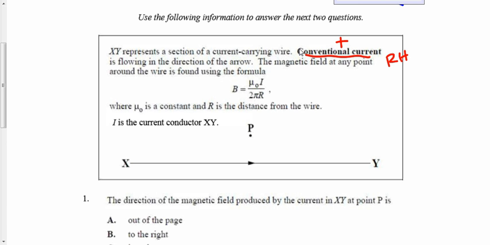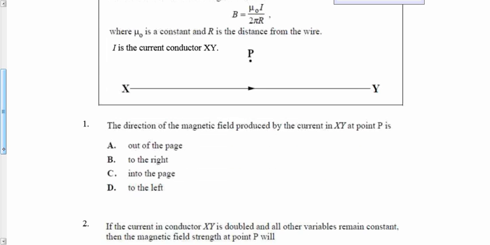Question number 1, we want to find the direction of the magnetic field produced by the current in XY. We've learned 2 hand rules so far, and clearly we're going to use one of them to solve this. We've learned the wire grasp rule, which is thumb, current, fingers, field, and we've learned the coil rule, which is fingers, current, thumb, field. Which one are we going to use here? It's the wire grasp rule, right? We don't even have a coil, so how are we going to use the coil rule for this? It's just going to be a wire grasp rule.